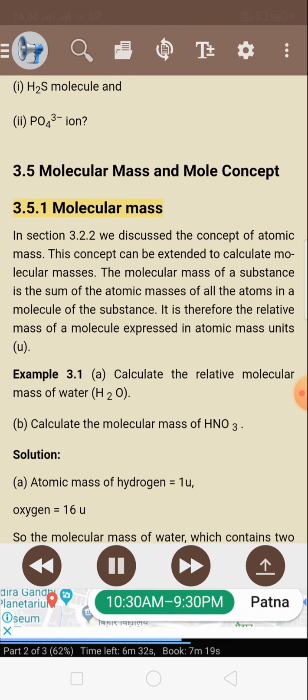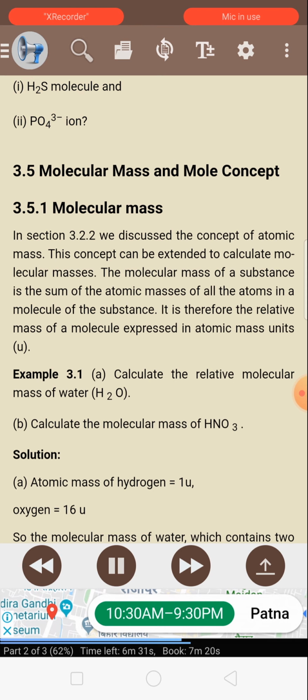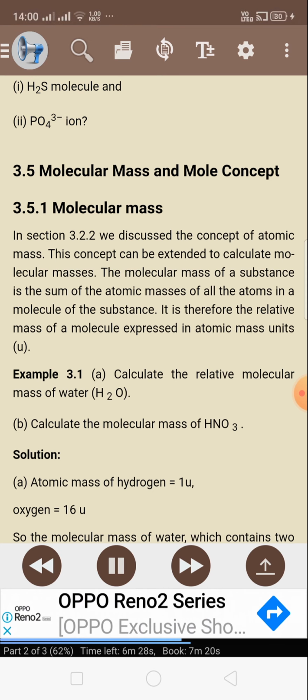3.5.1 Molecular mass. In section 3.2.2 we discuss the concept of atomic mass. This concept can be extended to calculate molecular masses. The molecular mass of a substance is the sum of the atomic masses of all the atoms in a molecule of the substance. It is therefore the relative mass of a molecule expressed in atomic mass units, U.